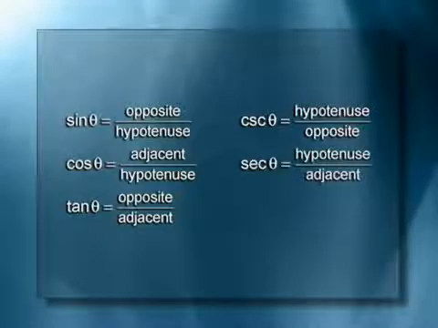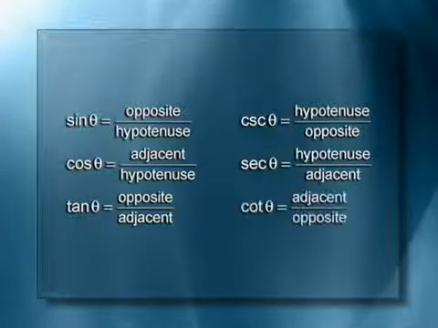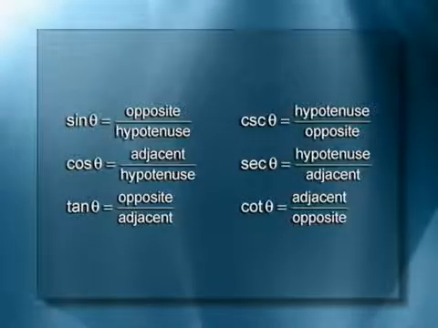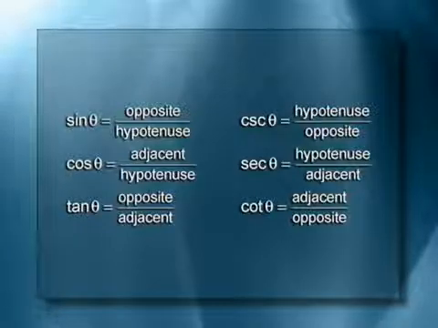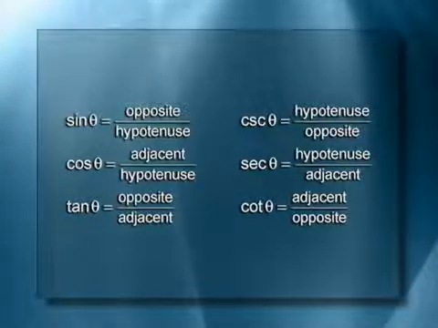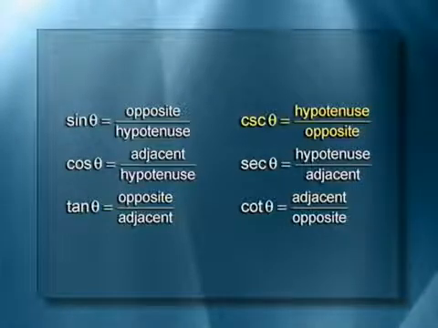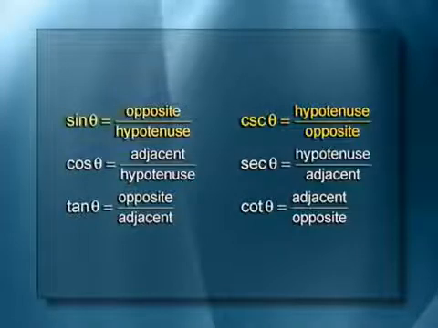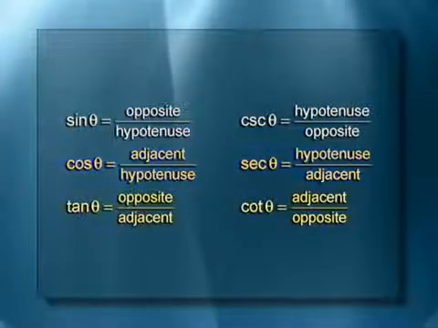Secant is hypotenuse over adjacent. Cotangent is adjacent over opposite. Okay, 6 trigonometric functions. Those are the 6. Notice some properties already. The cosecant is the reciprocal of sine. Secant is the reciprocal of cosine, and cotangent is the reciprocal of tangent. So if you know the first 3 trig functions, you can get the other 3 by just taking reciprocals.